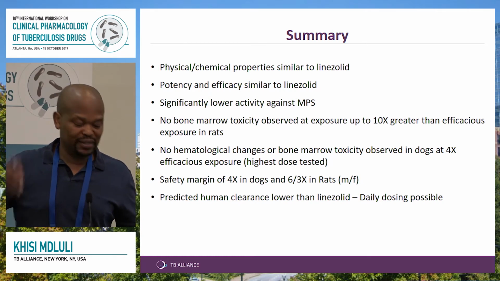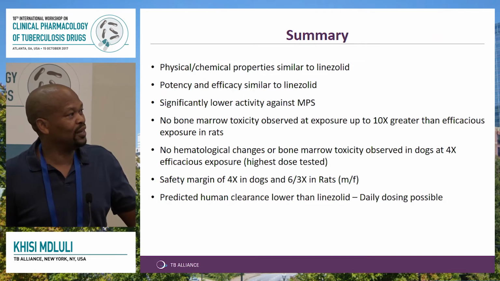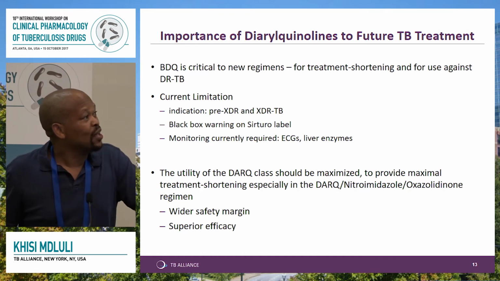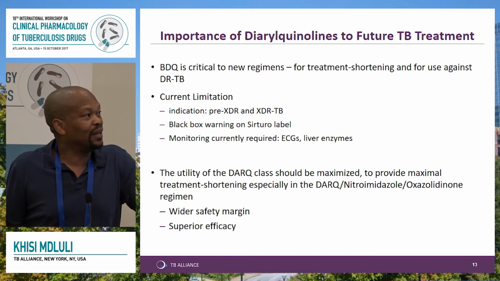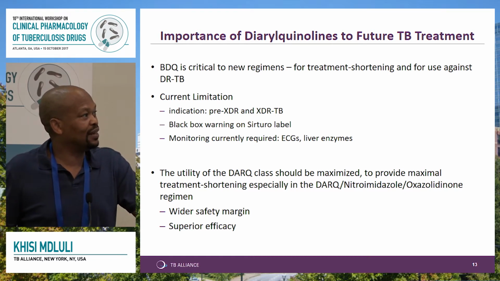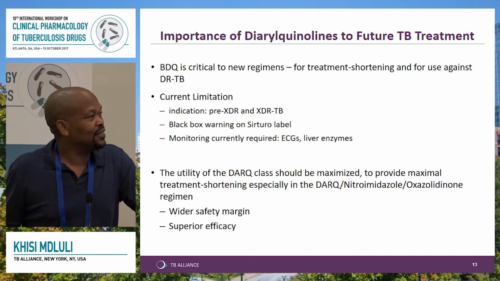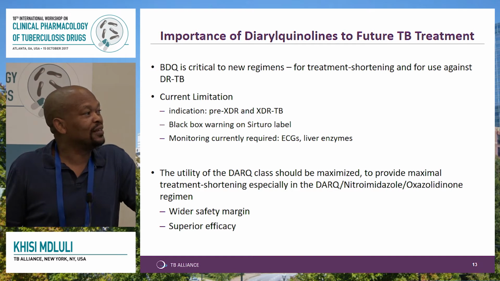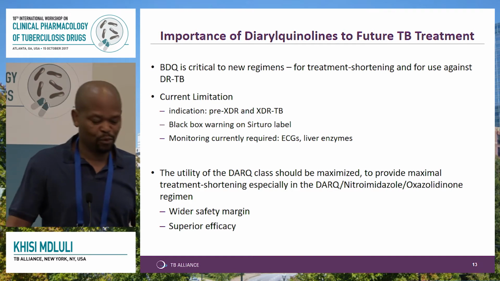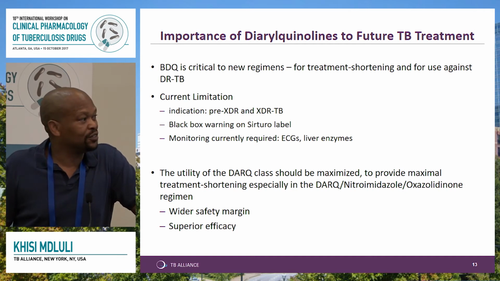Now I'm going to take you to the bedaquiline story, because we figured that bedaquiline also had issues and we needed to do something about that. So bedaquiline is critical to new agents. As you know, it's actually one of the best compounds that is out there right now helping MDR patients, together with delamanid and other agents. Unfortunately, the current limitation is that it is indicated only for MDR and XDR TB. There's a black box warning that the compound was given upon approval, and it requires monitoring and requires ECGs, which is tough for places that are not very well resourced.